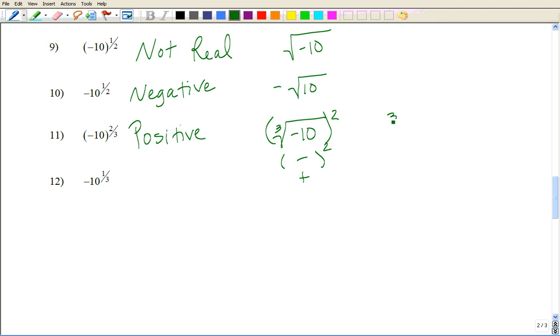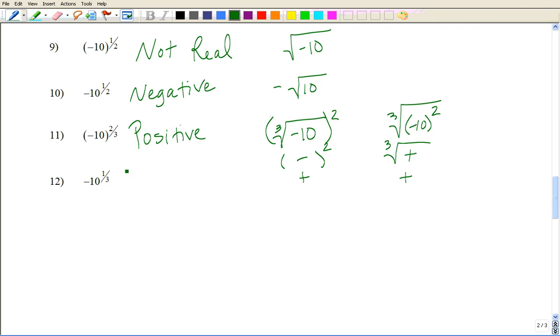Or you could think of it as the cube root of negative 10 squared. Remember, we can put that 2 inside or outside. Well, that would then be the cube root of a positive number. Negative 10 squared is a positive number, and then our answer would be positive. Either way, we get a positive number. And then finally, number 12. What is this one? Positive, negative, or not real?